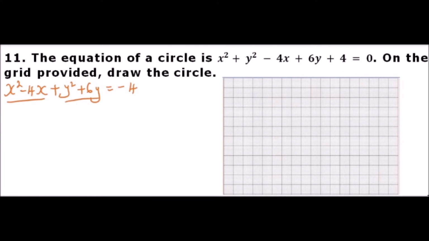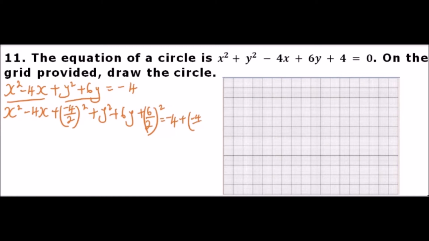So we add half the coefficient of x. So you have x squared minus 4x. We add minus 4 divided by 2 in brackets squared. Then we have plus y squared plus 6y, and then plus 6 over 2 in brackets squared. Then we have is equal to minus 4. We add what we have added to this side to the other side, so we have plus minus 4 over 2 squared, and we have plus 6 over 2 in brackets squared.